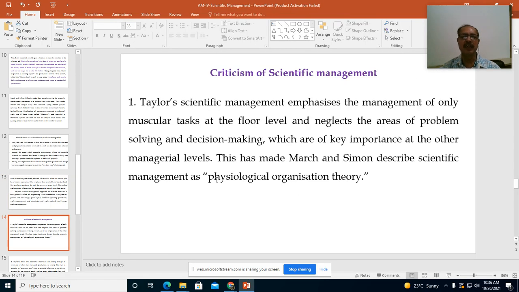Criticism of scientific management. Taylor's scientific management emphasizes the management of only muscular tasks at the floor level and neglects the areas of problem solving and decision making. So new concepts have come, which are focusing on that. This has made March and Simon describe scientific management as a physiological organization theory.